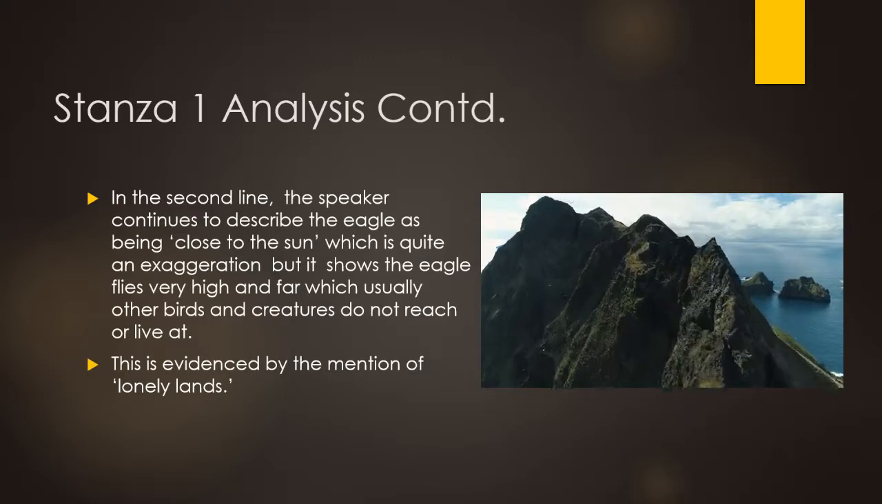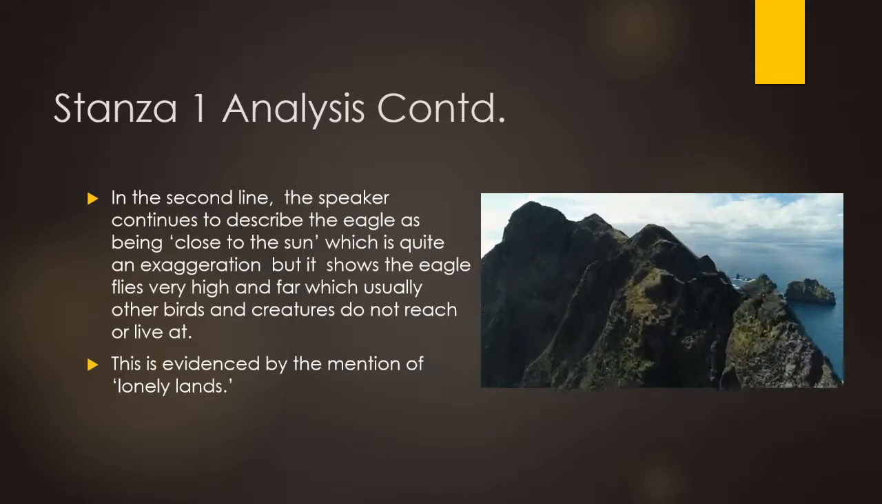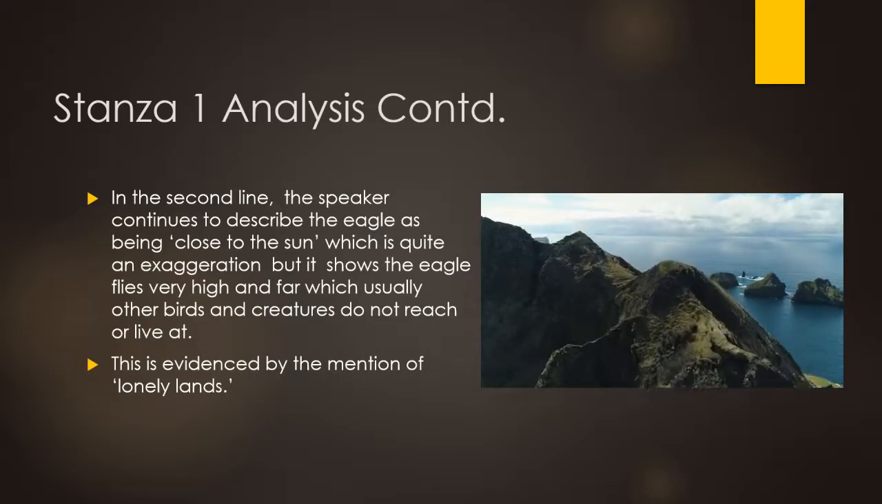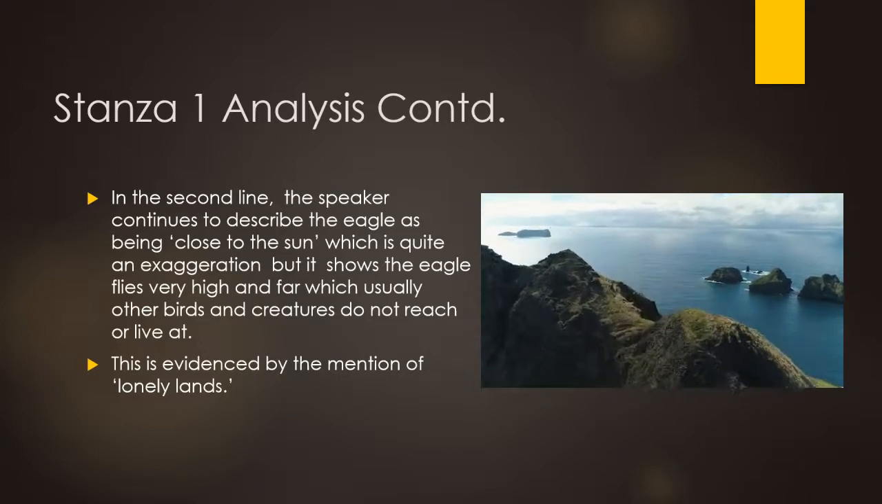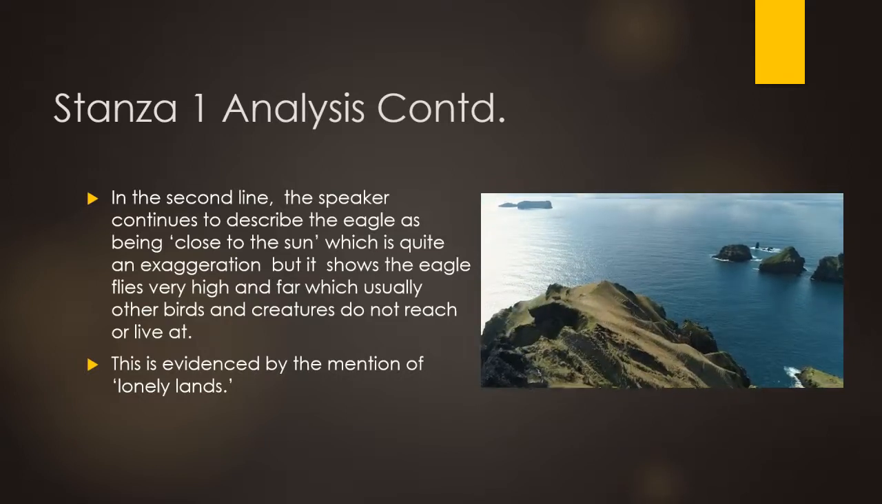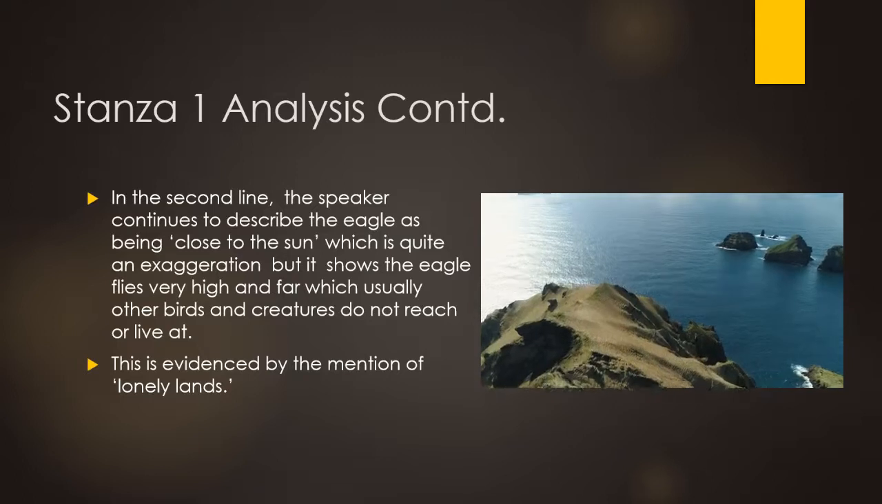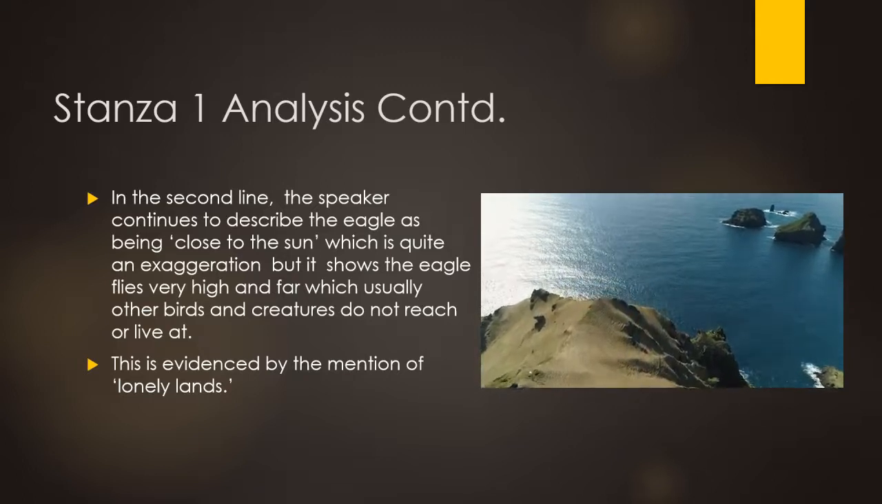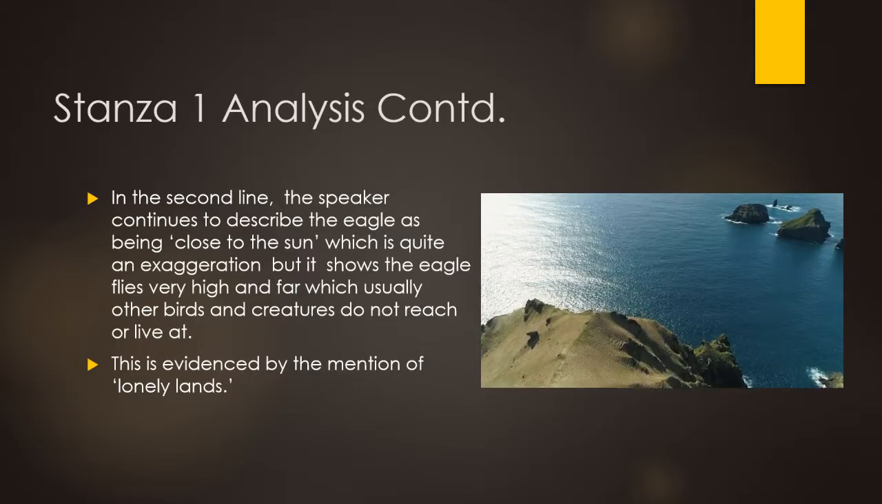In the second line, the speaker continues to describe the eagle as being close to the sun, which is quite an exaggeration, but it shows the eagle flies very high and far, which usually other birds and creatures do not reach or even live at. This is evidenced by the mention of lonely lands. So if the land is lonely, it means that it is at a place where there is nobody. So it is a lonely place and it's only the eagle that lives there.